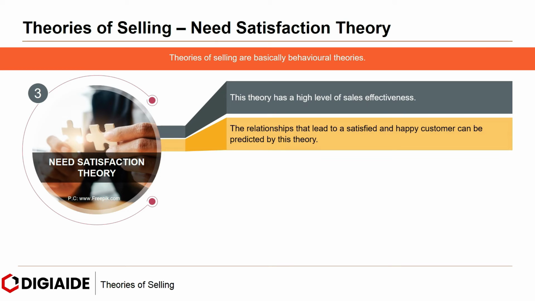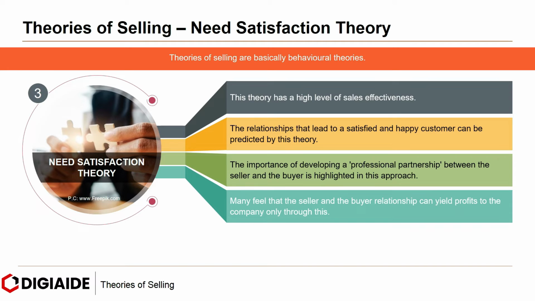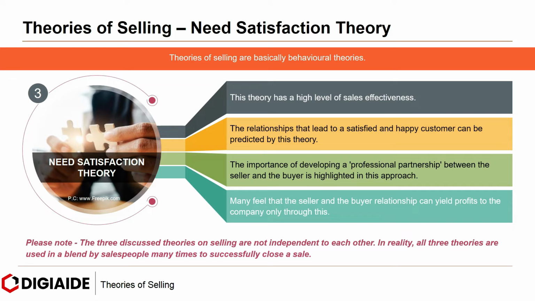The relationships that lead to a satisfied and happy customer can be predicted by this theory. The importance of developing a professional partnership between the seller and buyer is highlighted in this approach. Many feel that the seller and buyer relationship can yield profits to the company only through this. Please note, the three discussed theories on selling are not interdependent. In reality, all three theories are used in a blend by salespeople many a time to successfully close a sale.